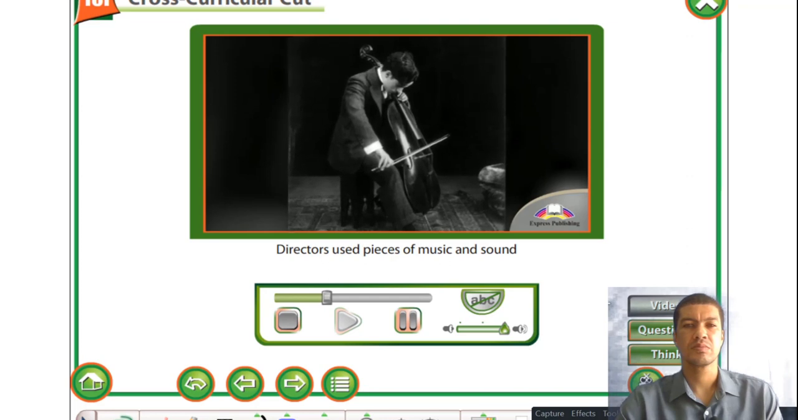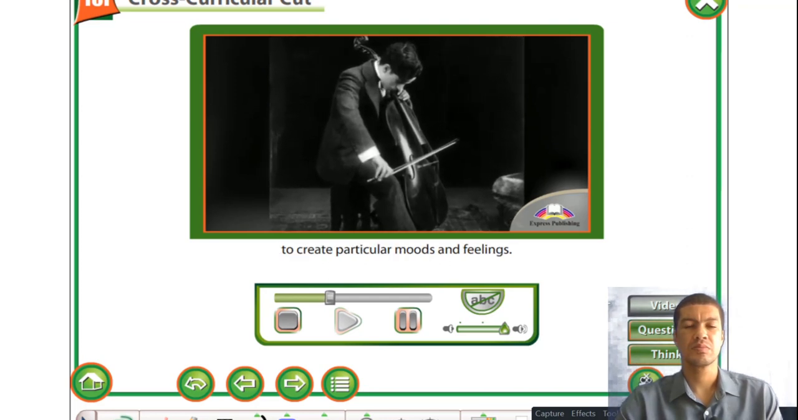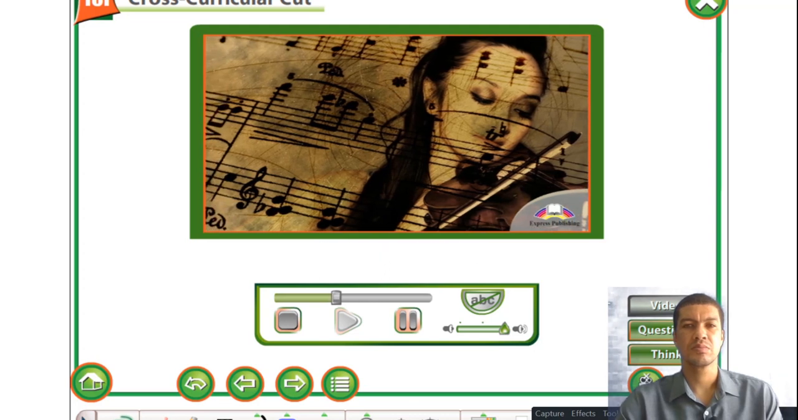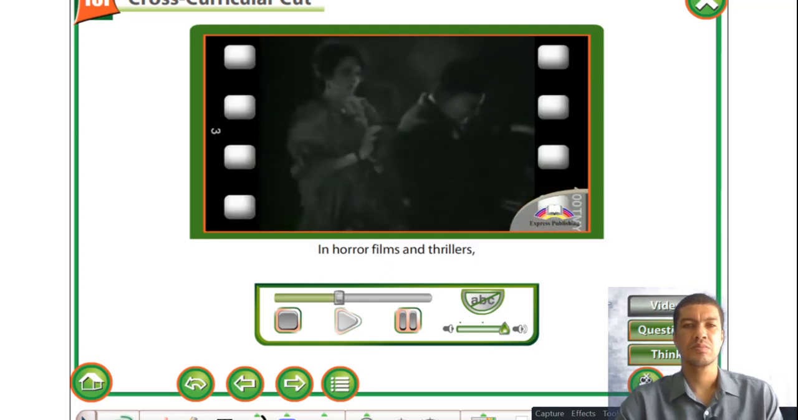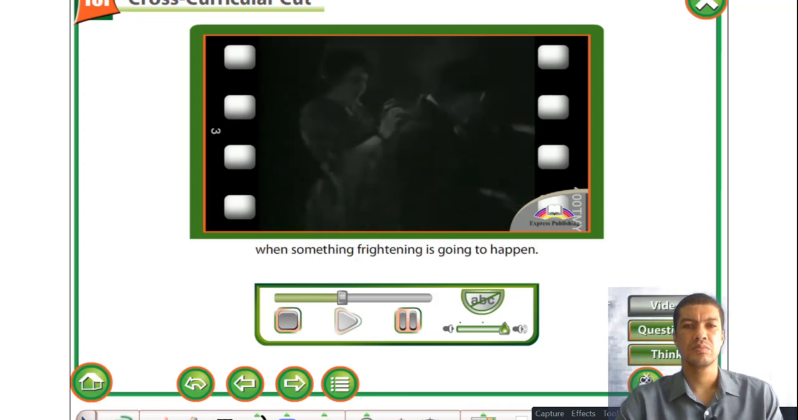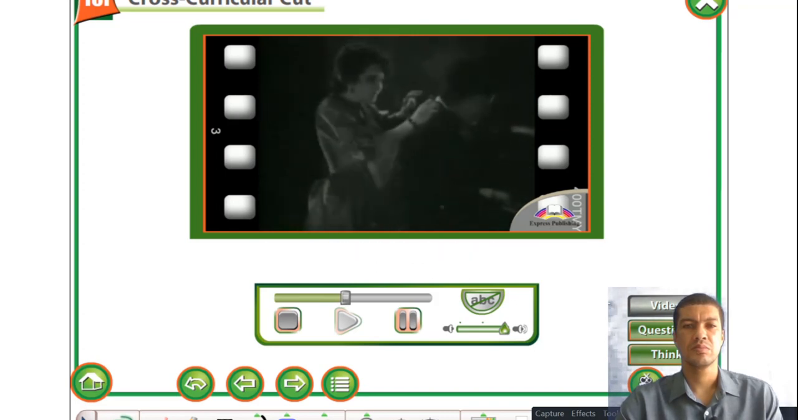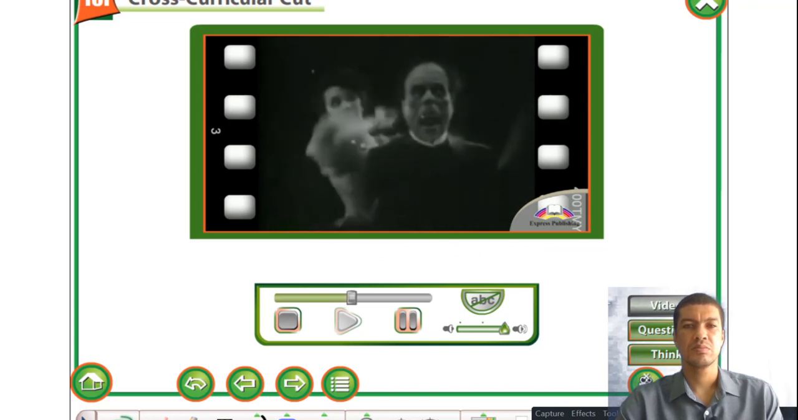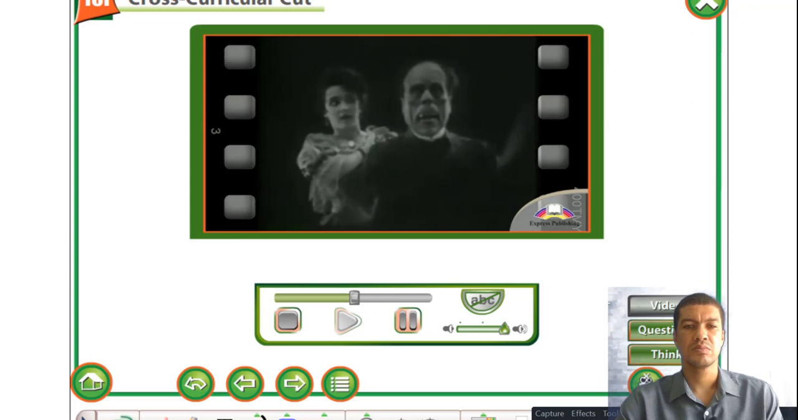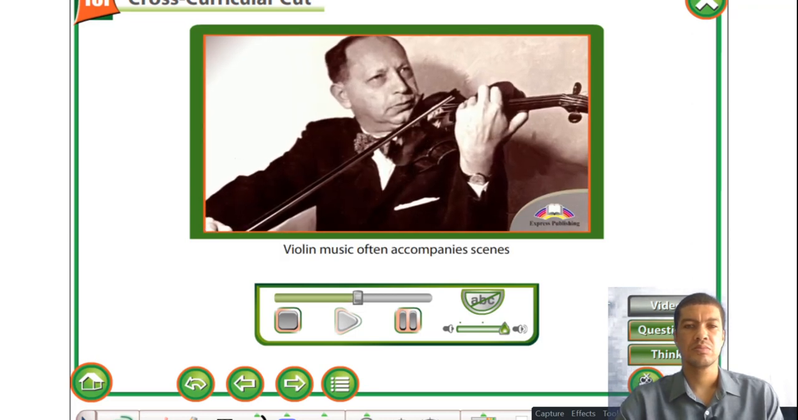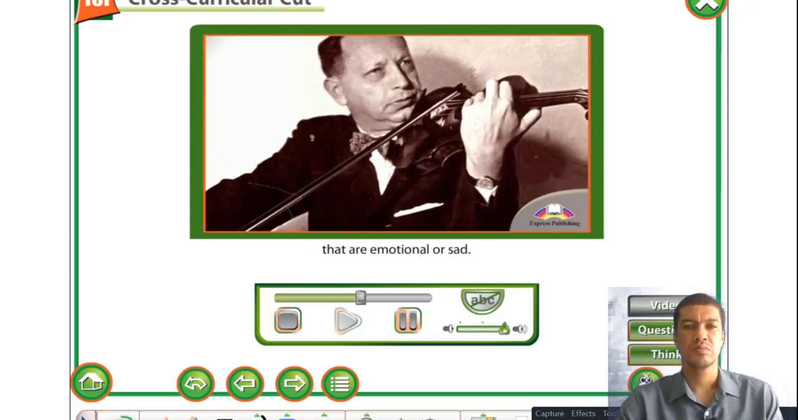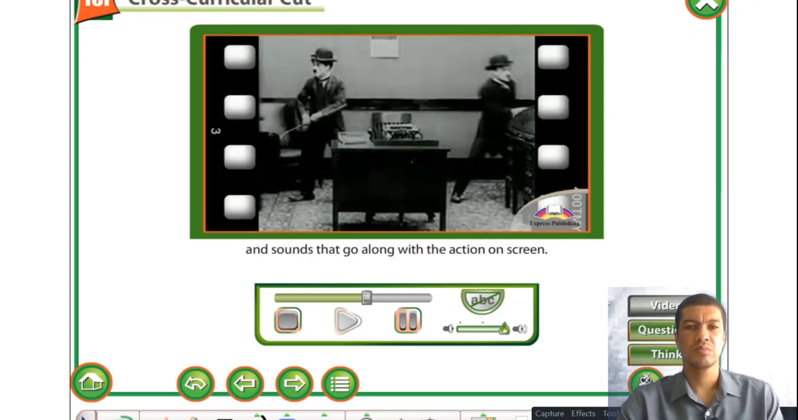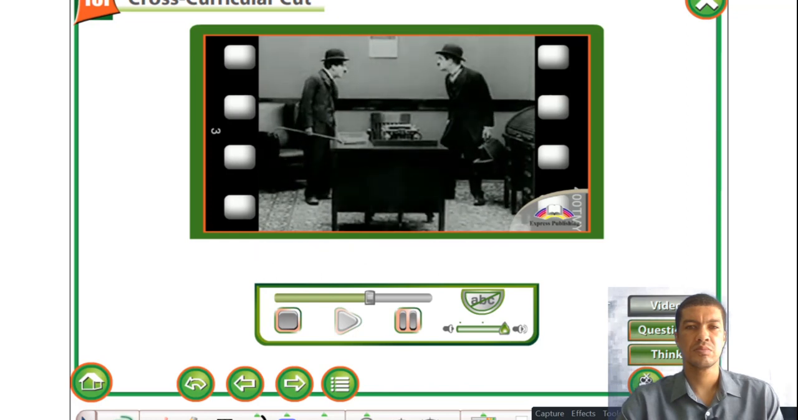Directors used pieces of music and sound to create particular moods and feelings. We call these musical clichés. In horror films and thrillers, loud sounds let you know when something frightening is going to happen. Violin music often accompanies scenes that are emotional or sad. Comedy films have upbeat music and sounds that go along with the action on screen.